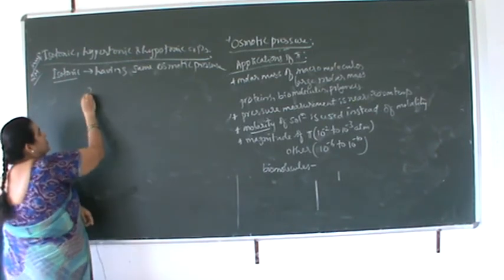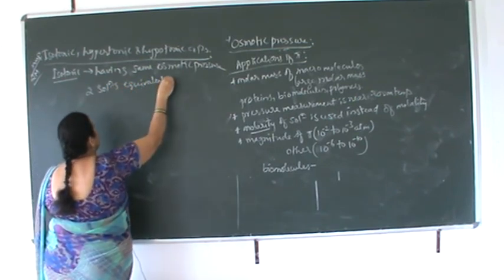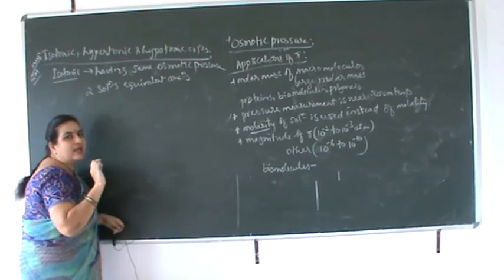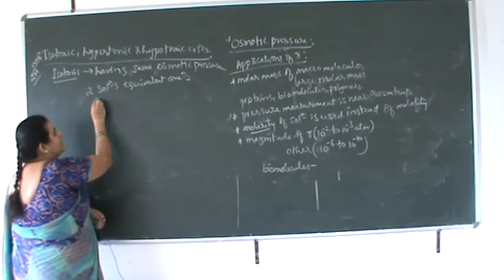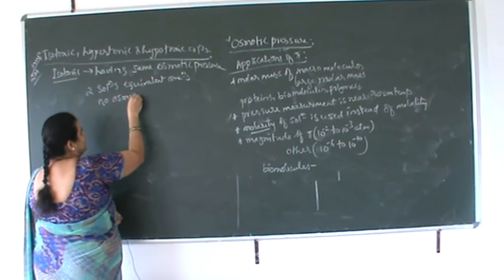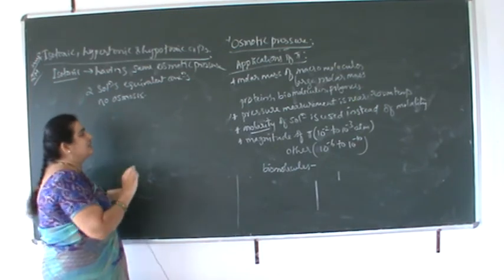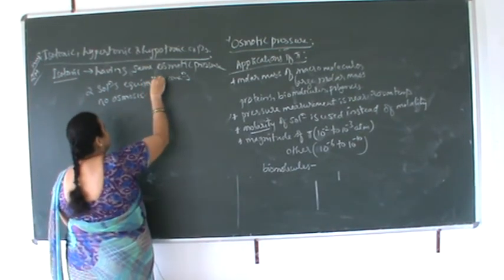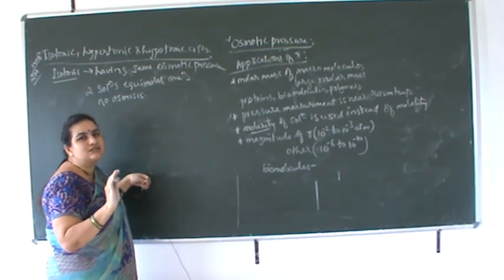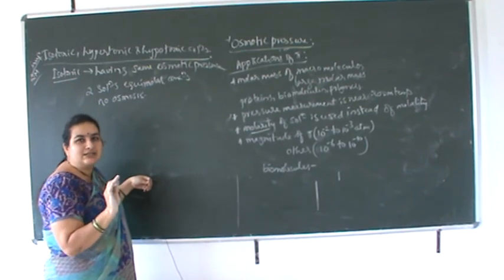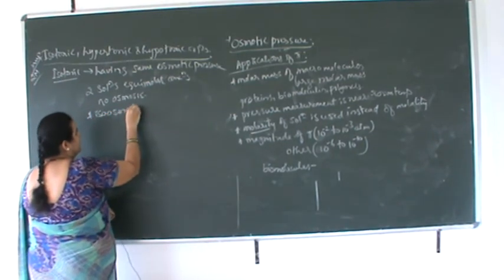If two solutions of equivalent concentrations or equimolar concentrations are separated by a semi-permeable membrane, there will be no osmosis going to take place. So they are called isoosmotic. Let me give an example.